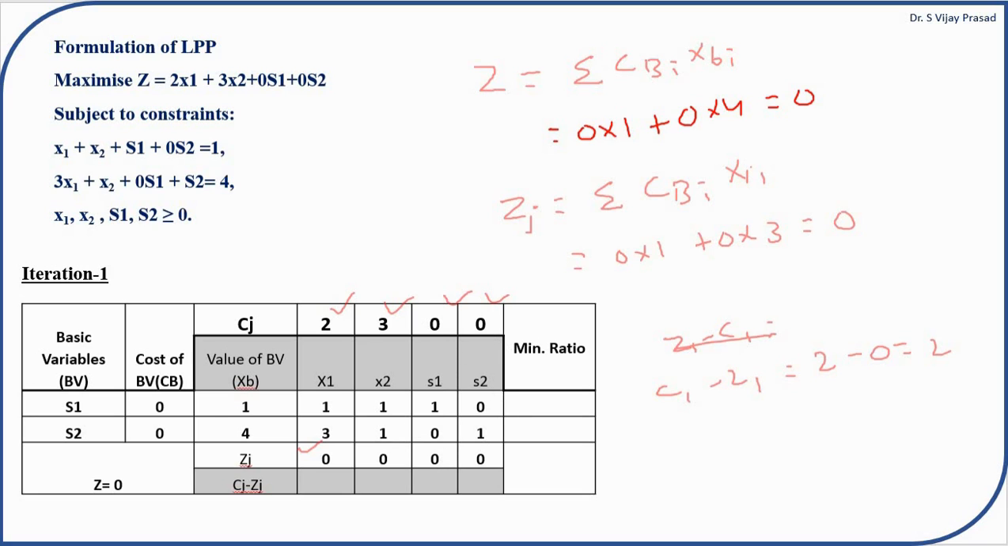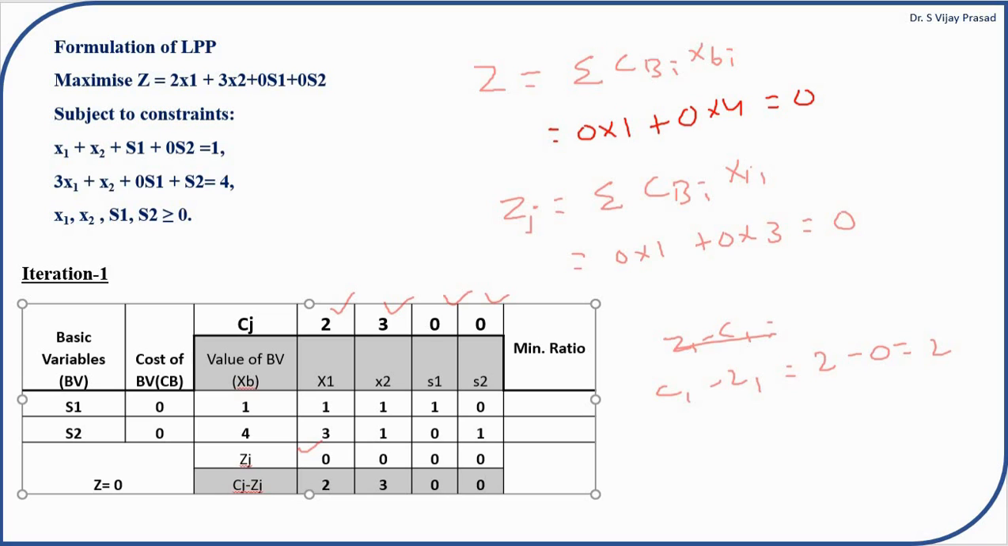Like this, we are going to compute all the values. This will become 2, since 2 minus 0 is 2. This will become 3, and this is 0 and this is 0. Like this, we need to compute all the values in the simplex table.